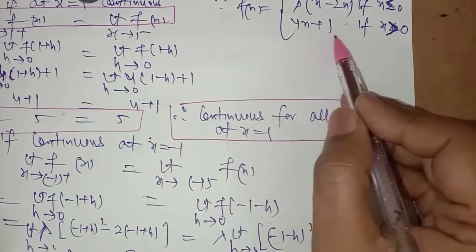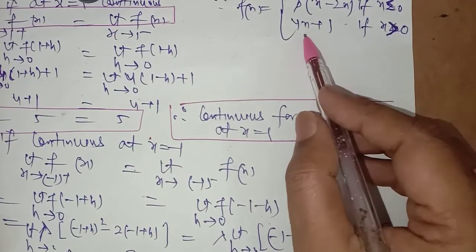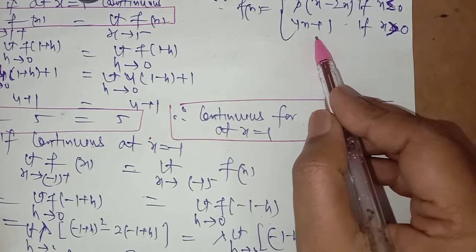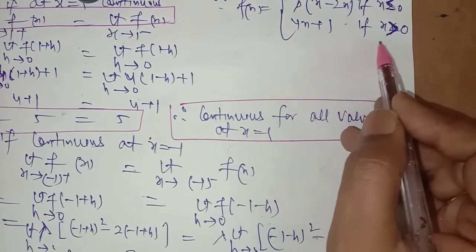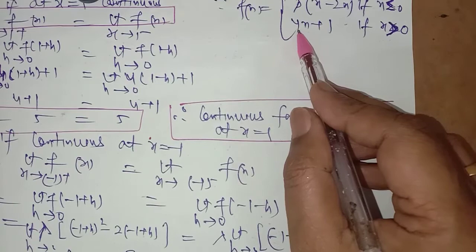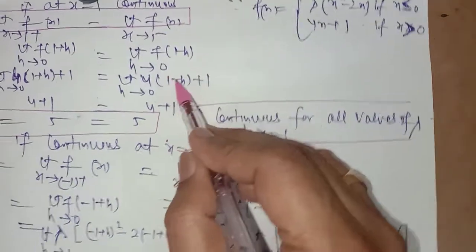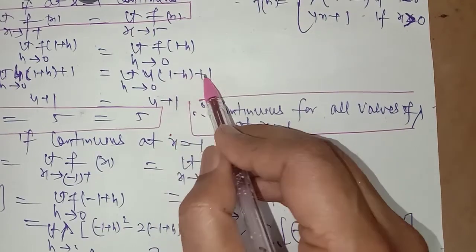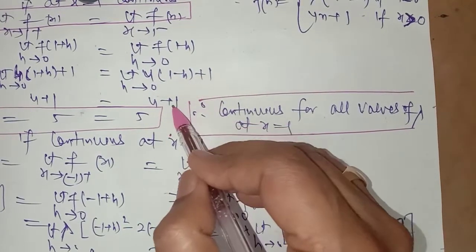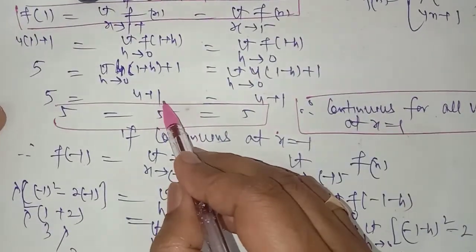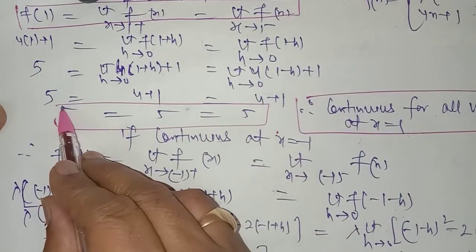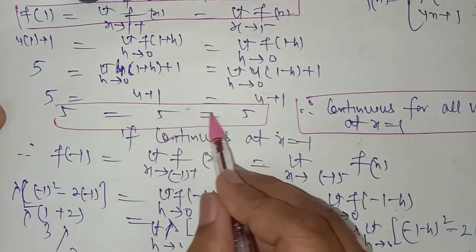So in all three parts, whether it is f(1), 1 plus h or 1 minus h, these are all greater than 0. So it is the same for the right hand limit and the left hand limit also. Replace x by 1 minus h here and take h equal to 0. This comes out to be 4 plus 1, so 5. The right hand limit is also 5 and the value of the function is also 5. So 5 is equal to 5 is equal to 5.